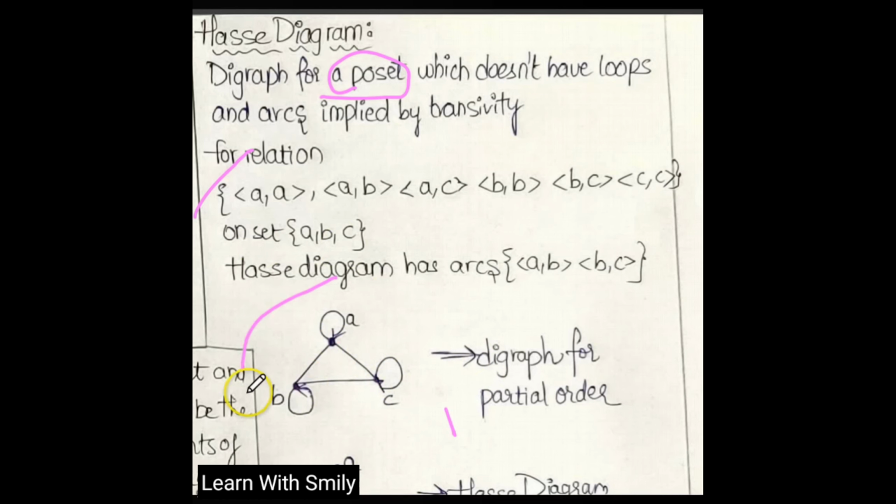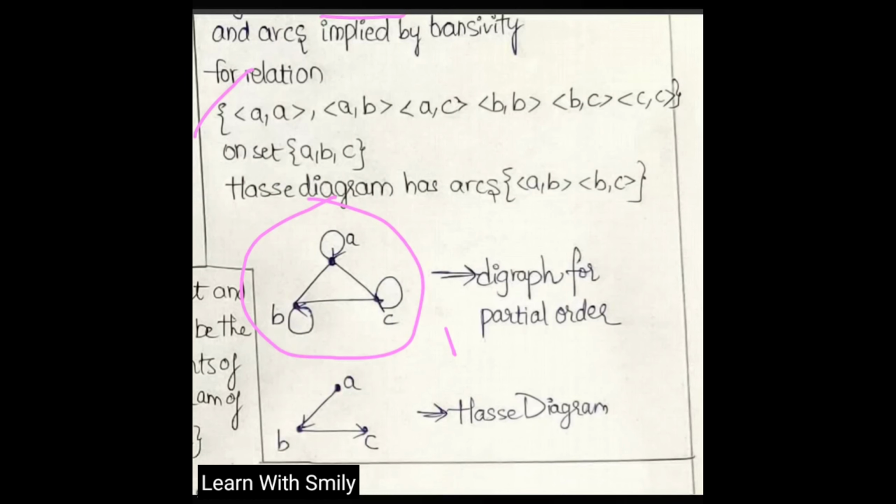Normally it is called a digraph, the normal graph. Then coming to the Hasse diagram, it is represented like this. So here the loops are removed and only the necessary edges are represented. That is A to B and B to C is the Hasse diagram.